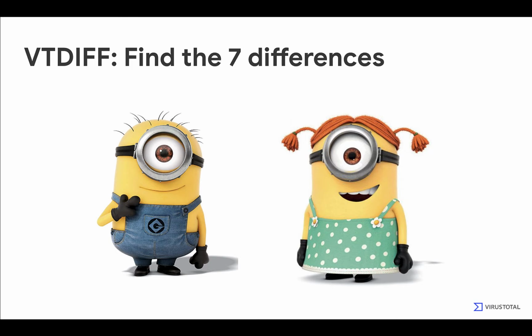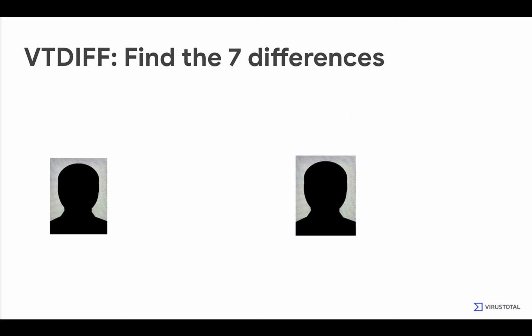The idea of VTDIFF is easy. Sometimes it's a matter of seconds to detect the commonalities of two different files, like in this case. However, when you try to find the differences and commonalities of two files, usually it will require more time and dedication to do it. For example, those two files seem to be really the same one, but you need time to see that the one on the right is taller.